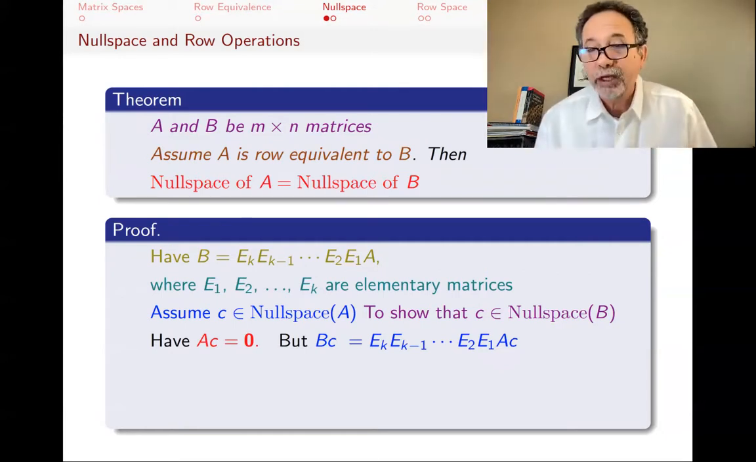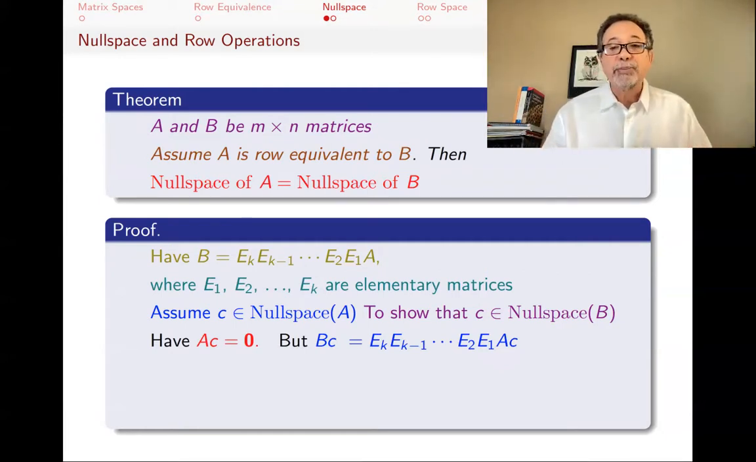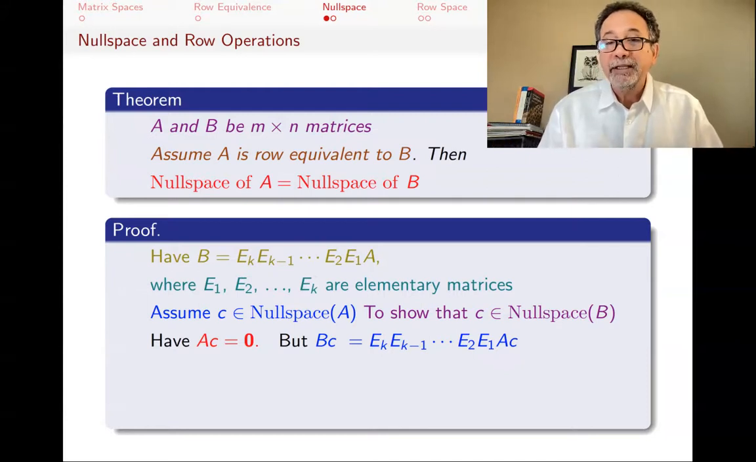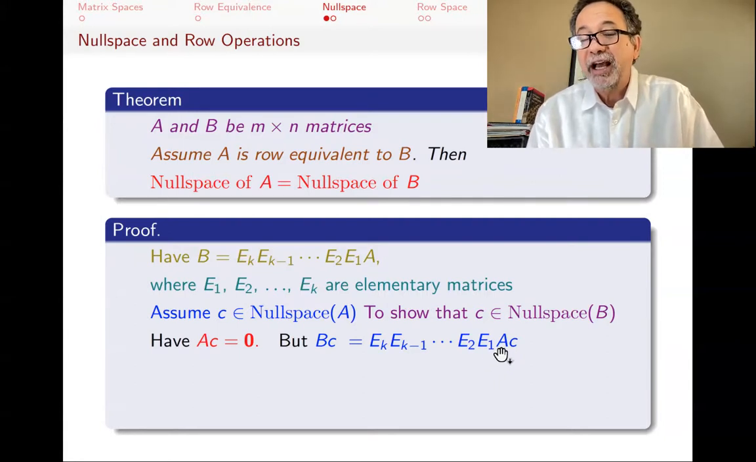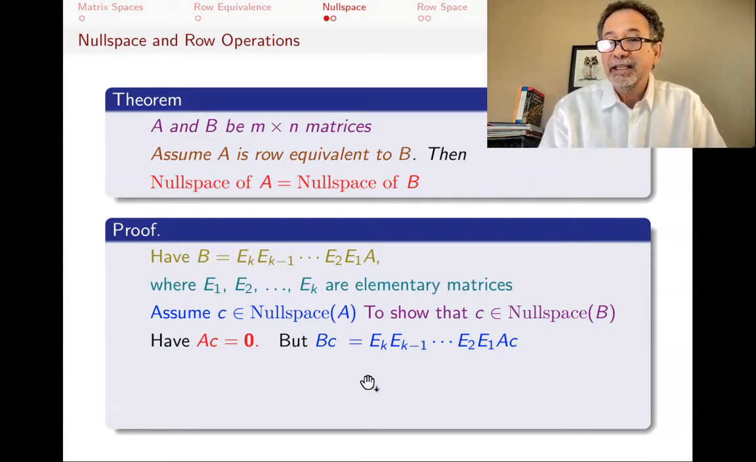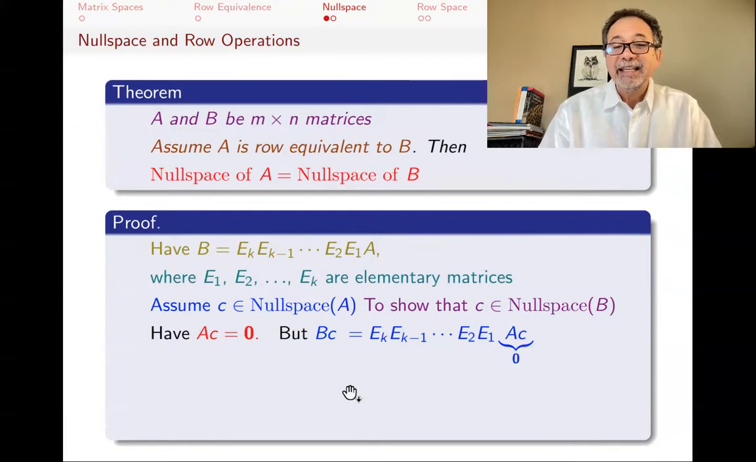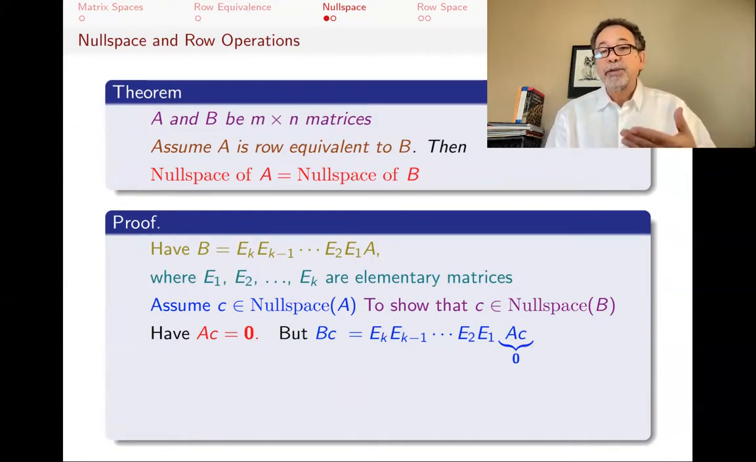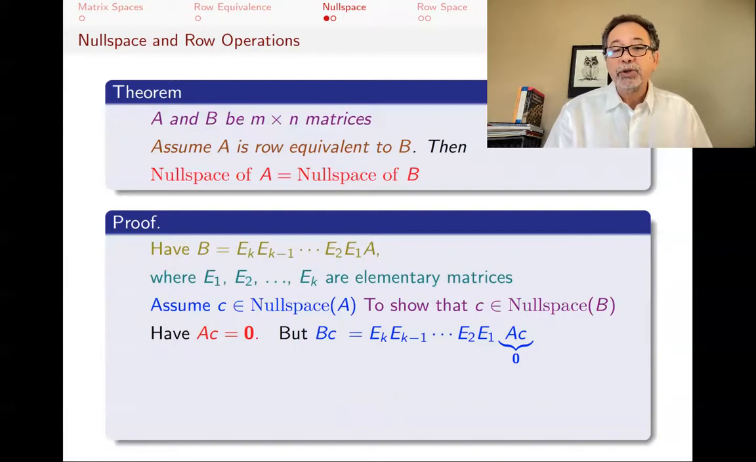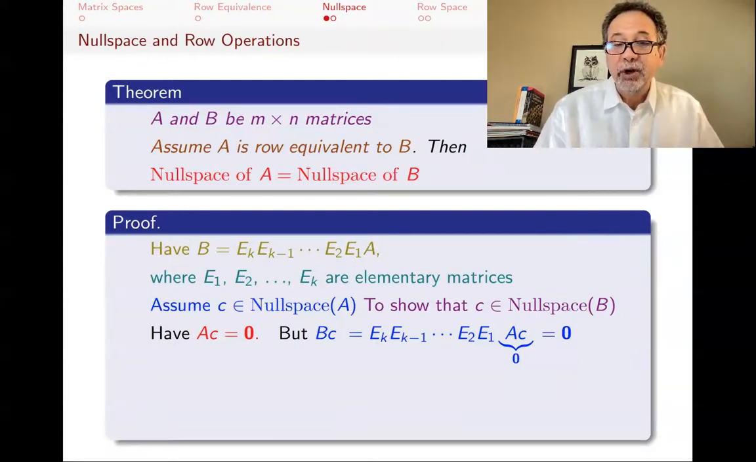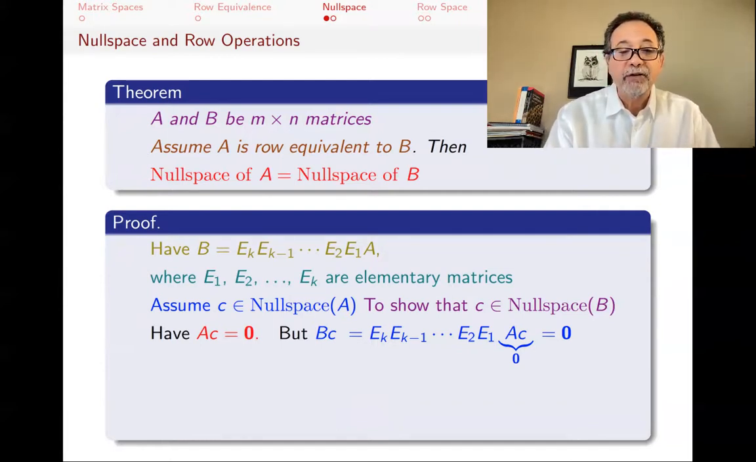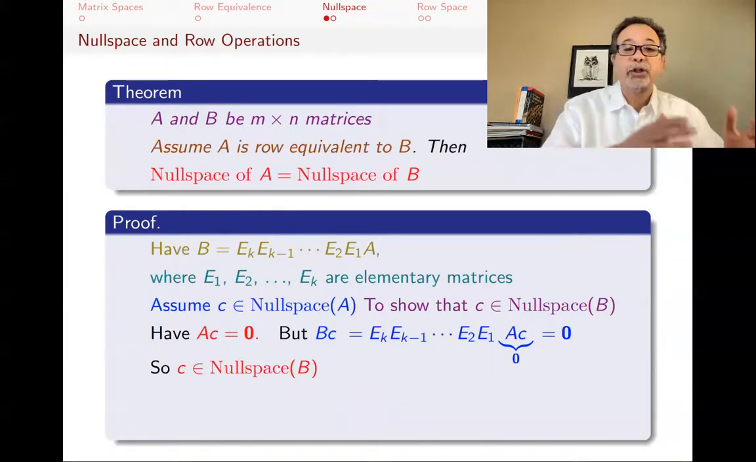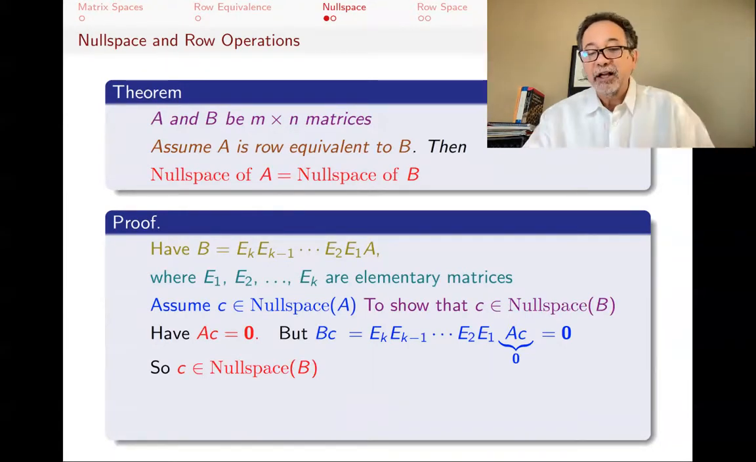How do you do that? A vector has walked through the door and claims to be in the null space of B. How do you check that? Well, you find BC and see if it's 0 or not. B is these elementary matrices times A, so BC is those elementary matrices times A times C. But AC itself is 0. Now, if you take those elementary matrices and multiply by 0, you get 0. So if AC is 0, BC is also 0. And therefore, if C is in the null space of A, C is in the null space of B as well. So we have proved one inclusion, that null space of A is in null space of B.